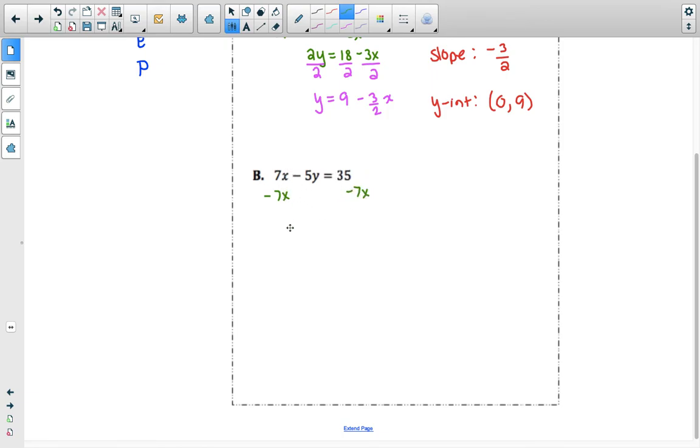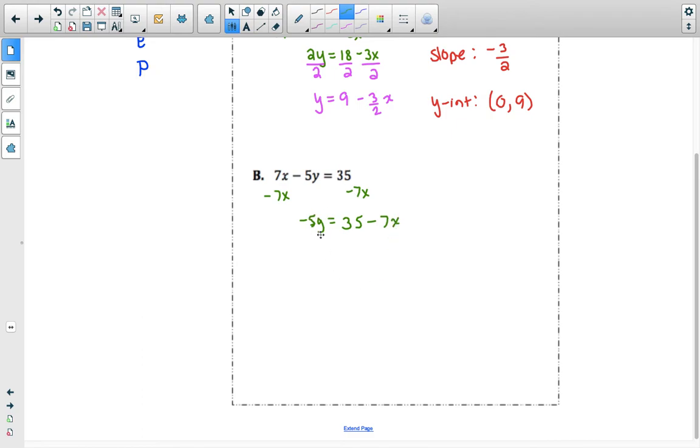So 7x minus 7x is 0. I did not touch the negative 5y equals 35 minus 7x. It cannot combine because 35 does not have the exact same variable. So we would have 35 minus 7x.